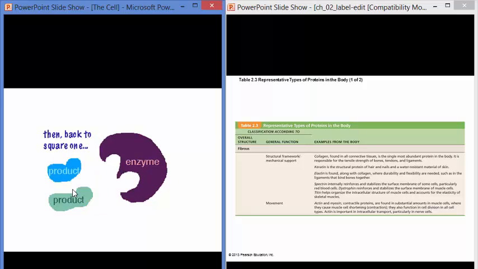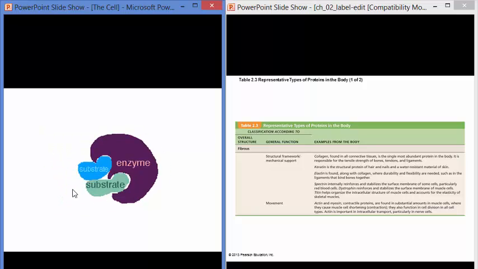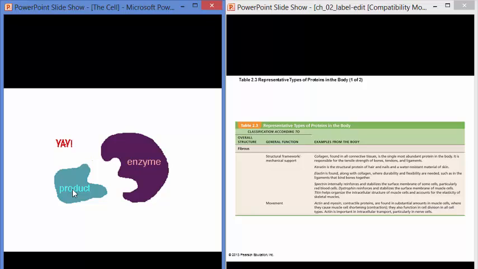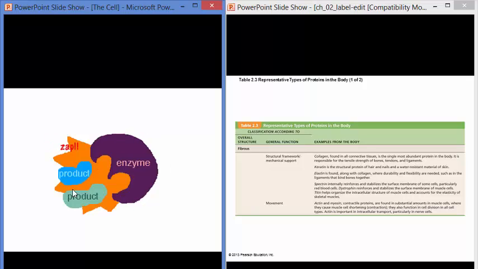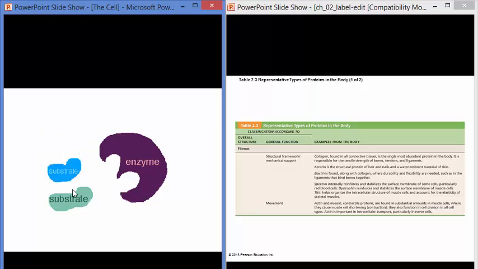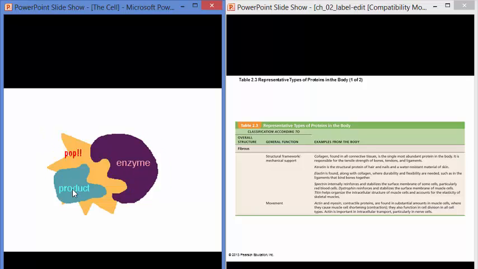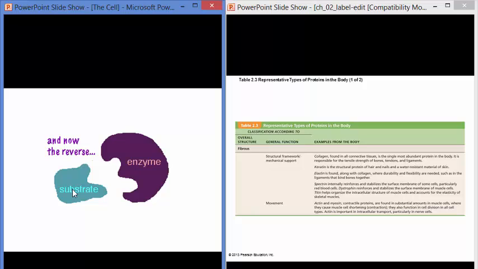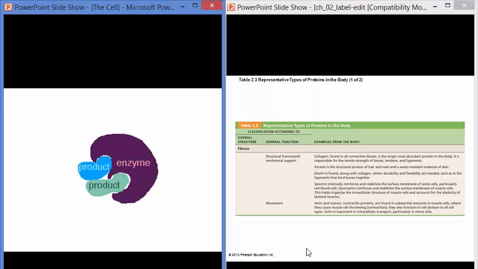Those would be the products of that reaction that the enzyme helped to speed up. So make sure you know, very important, that enzymes are made from protein, because those enzymes help to build all the structures within our body and help to facilitate our metabolism, breaking down the different products that we eat. So very important to know.